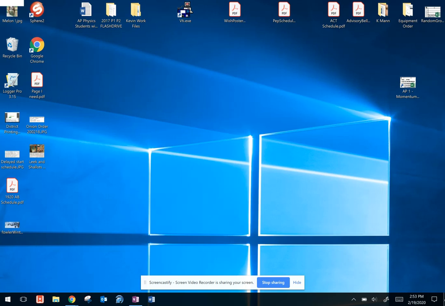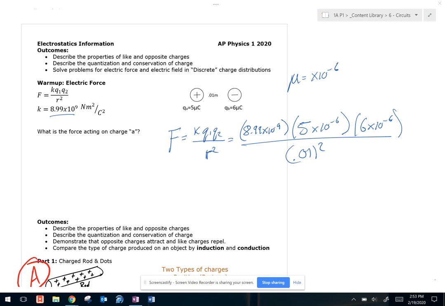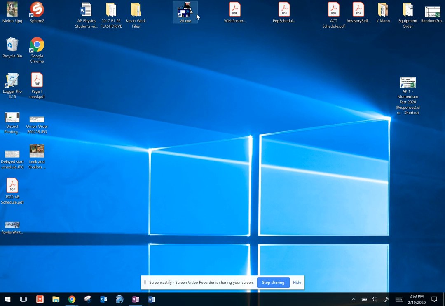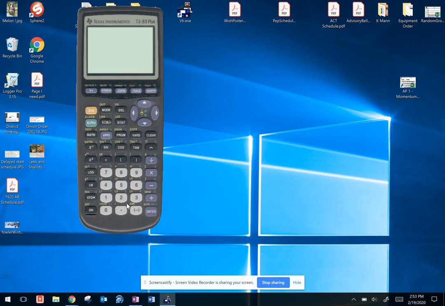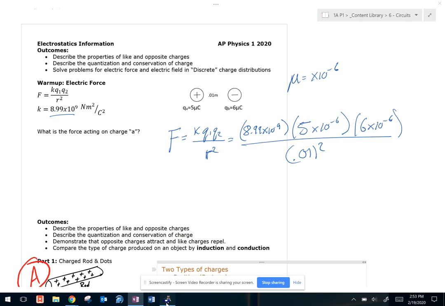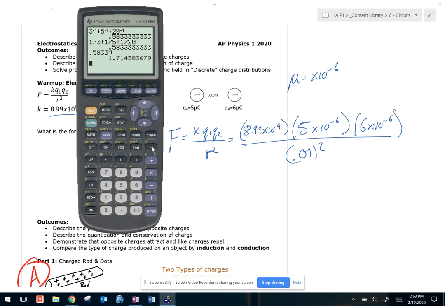All right, so let me pull up my calculator to show this. In my calculator, and bring back the screen. All right, so I'm going to type in 8.99. Now, many of you have been doing times 10 to the negative 9 power. I highly recommend not doing that.